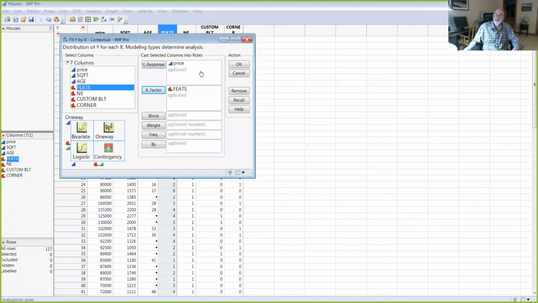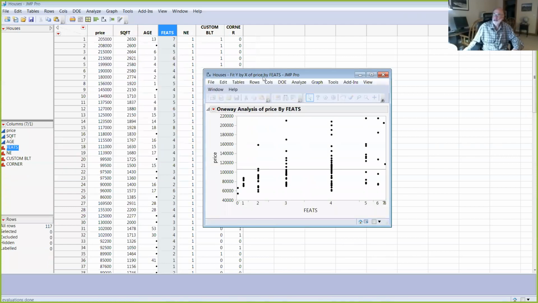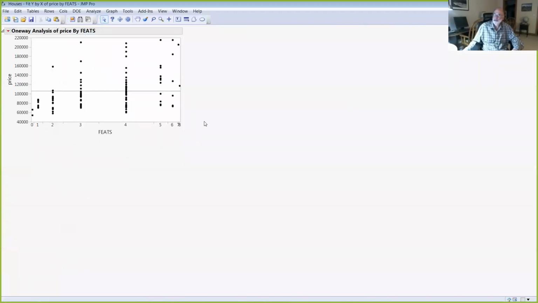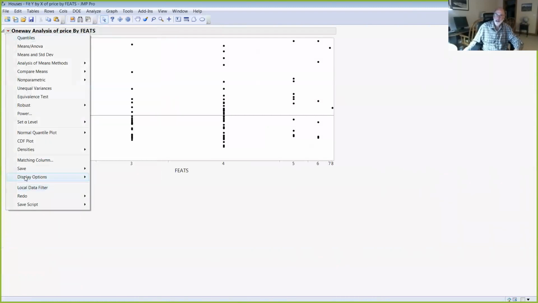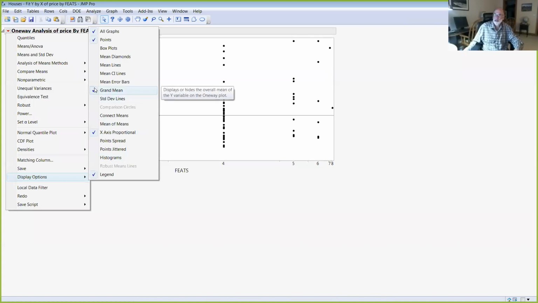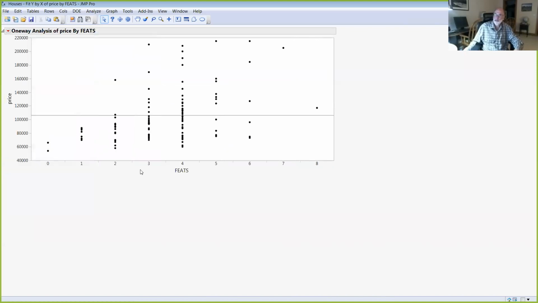This is one-way analysis of variance, just like we did with the t-test. The difference is that instead of just 2 groups, we have several groups because the number of features seems to range from 0 to 8. The space on the x-axis is proportional to how common these number of features are. We see there's only one or two, I think one house that has 8 features, and there's 2 houses that have 0 features. I think it's easier to look at the display if we uncheck x-axis proportional, so they all get equal spaces.